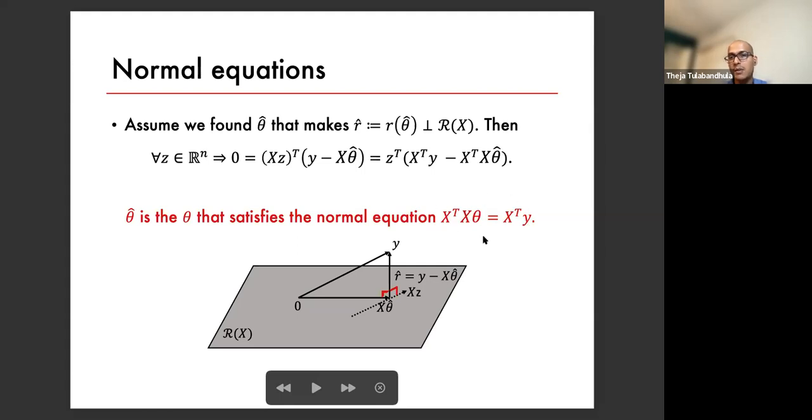Okay, so this is the equation that some of you might have seen from some other class. This is the normal equation. X transpose is the transpose of the data matrix, so the feature matrix. You take a transpose and multiply it with the data matrix, so you get a resultant matrix here. That times theta should be equal to the data matrix transpose times y. So this is what theta hat, which makes the residual perpendicular, satisfies. It satisfies the normal equation. Any questions here before I move forward?